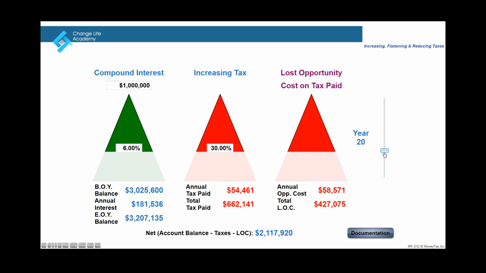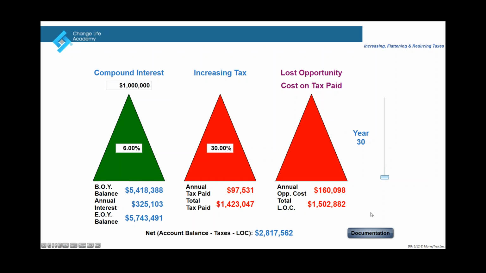So if we actually look at that same 30-year period of time, it's not $5.7 million that we have. It's actually a net balance of about $2.8 million, because we had to pay $1.4 million in taxes, and we lost $1.5 million in opportunity costs along the way.